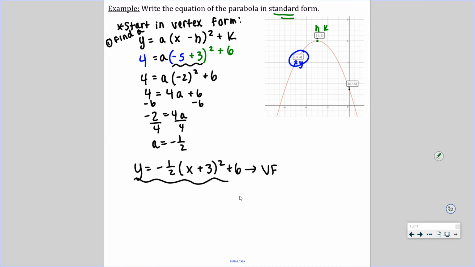In order to do that, we know how to convert from standard form to vertex form. We do that by completing the square. To go from vertex form to standard form, it's actually easier. Just do a lot of multiplying. We're going to have to do negative 1/2 times (x plus 3) squared, which I'm going to do first, which is x plus 3 times itself twice. We're just going to multiply this all out and then combine our like terms.